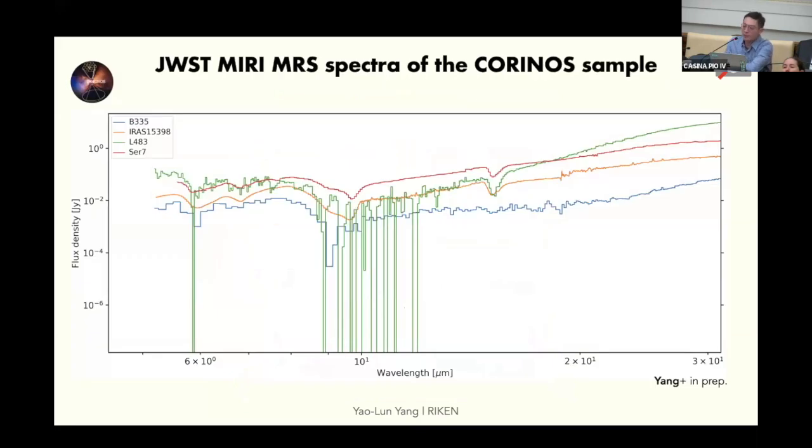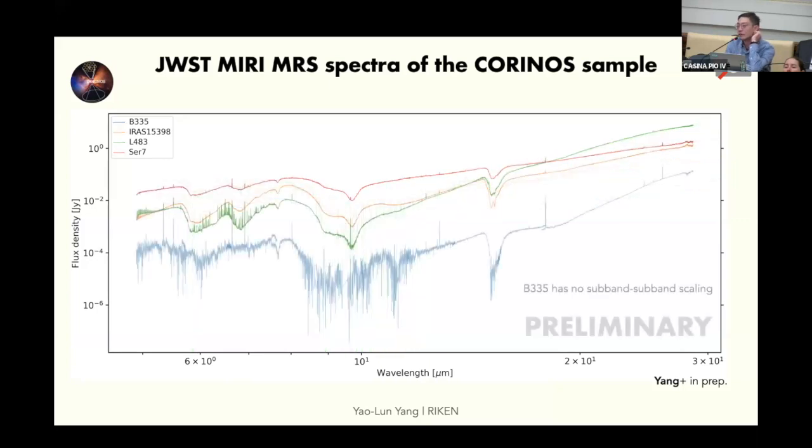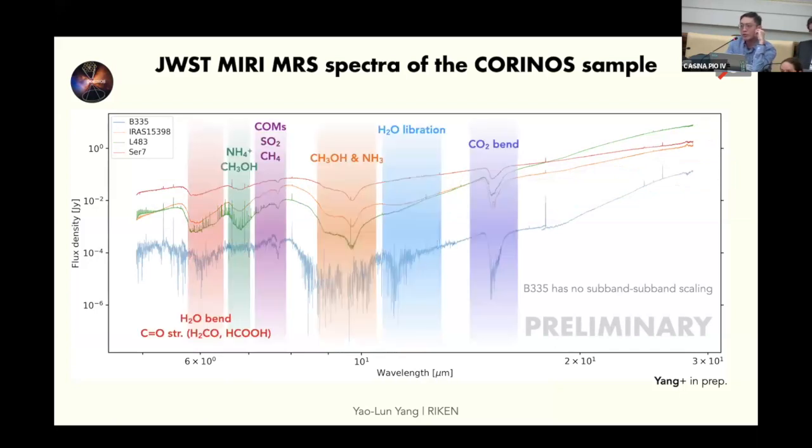In the spirit of showing before and after JWST, this is what our 4 sources look like in Spitzer IRS, and this is what we have with JWST. This is basically a really high definition version of the spectroscopy that is only enabled by JWST, and every feature is really crisp. We see all kinds of different ice features.